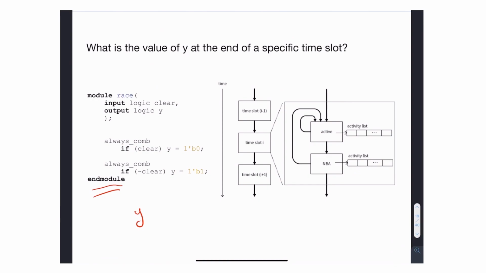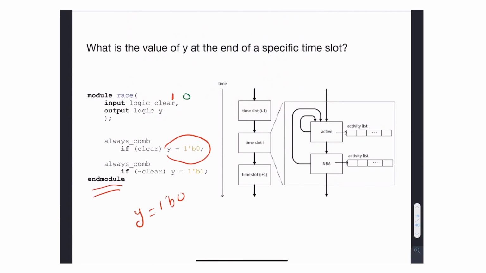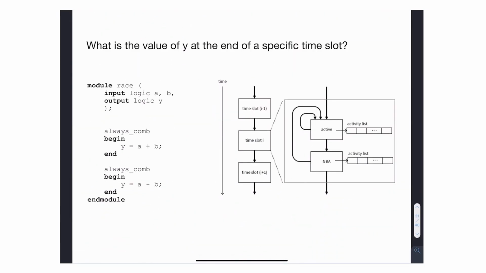If clear is set to 1, y would be this particular value. That's absolutely fine. On the opposite side, if clear happened to be 0, that means this is the one that is true, so y would be this particular value, which is 1 bit 1. Basically, y would be 1. That's fair. Now I'm going to ask you to do the same exercise with another piece of code. We'll pause for a minute and think: what should y be at the very end of this code?